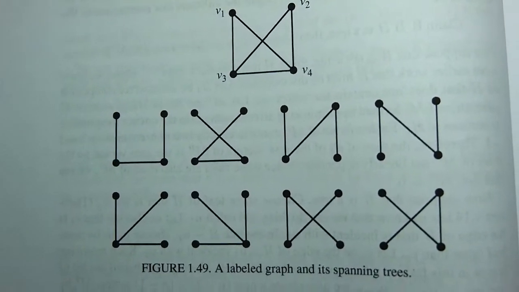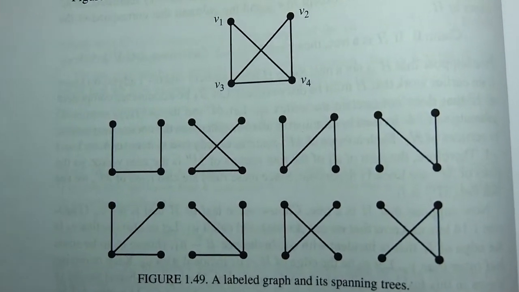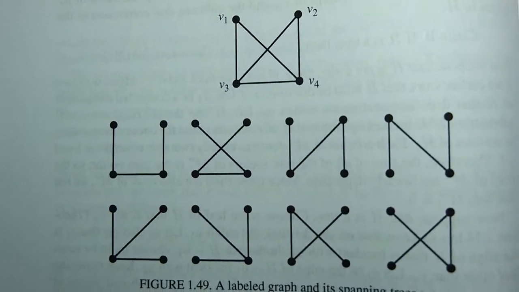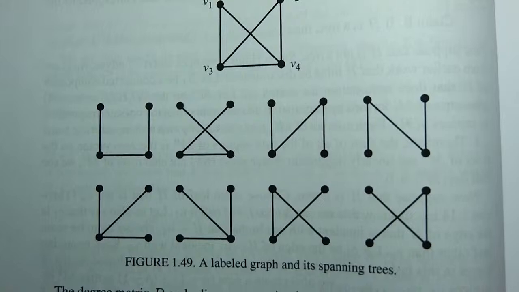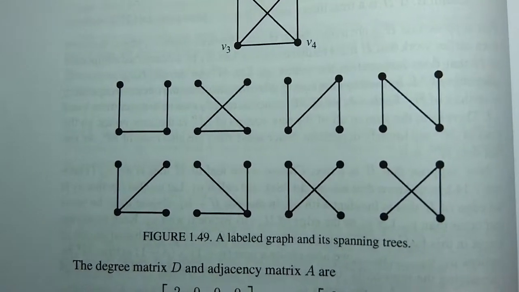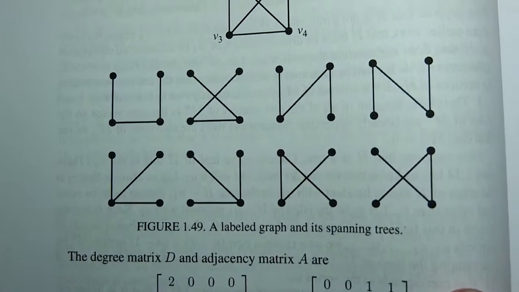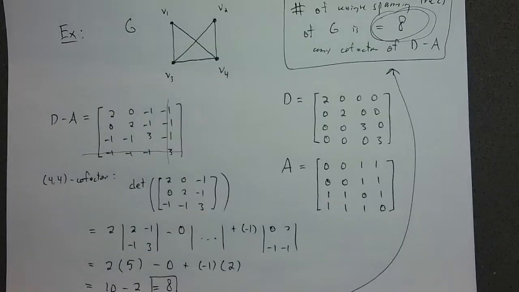So there's all 8 of them. But you see that we didn't need to come up with all of these to compute the number if this theorem is true. And it is. So this is another powerful tool. Both of these results are very, very nice.